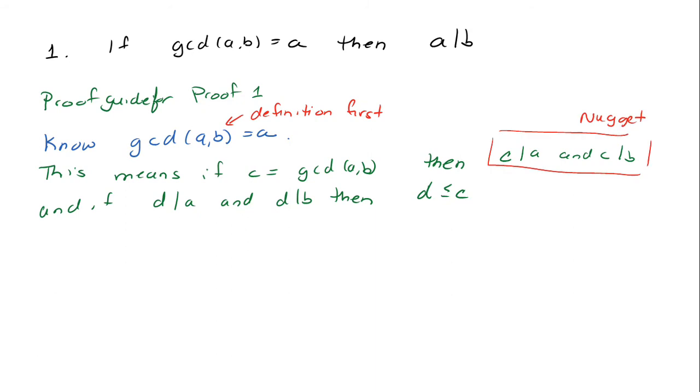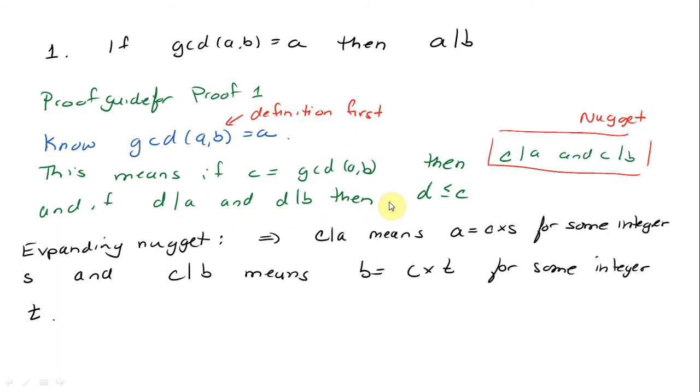The real nugget, or the real piece I can use in anything, is right here. Oftentimes, if I have something like GCD and I need to prove something, I'll start with this first nugget. And if it doesn't look like I'm getting to the end, I'll go to the second piece right here and try to work that piece in. Expanding that nugget I just extracted tells me that C divides A means that A is C times S, and C divides B means B is C times T for some integers T and S. Those 2 pieces are nuggets.